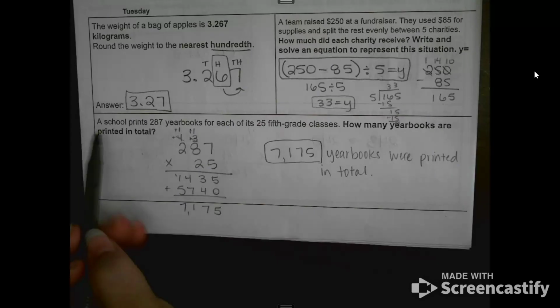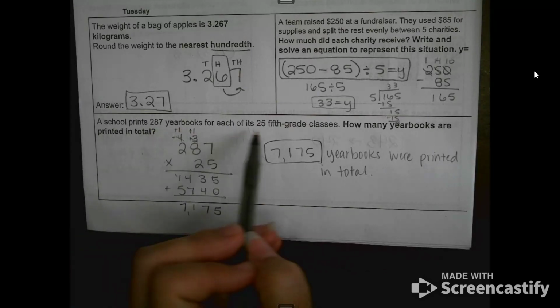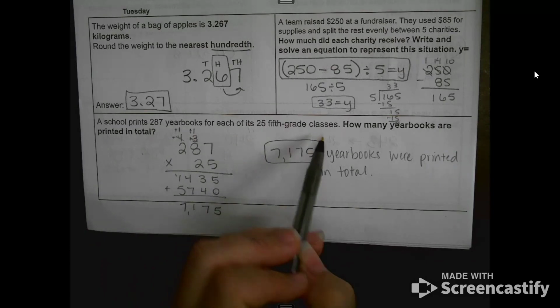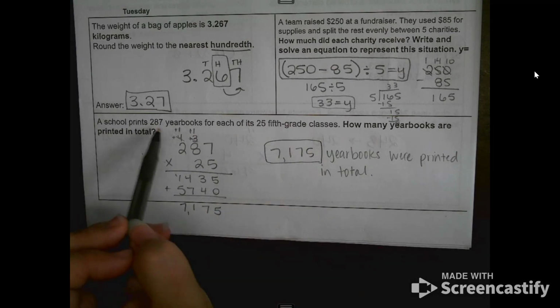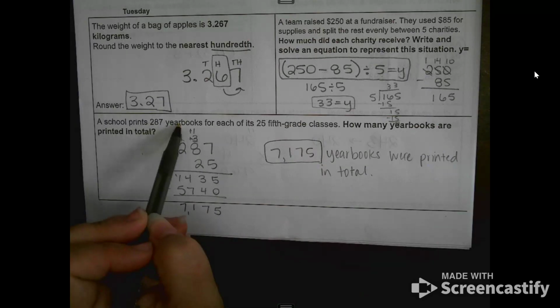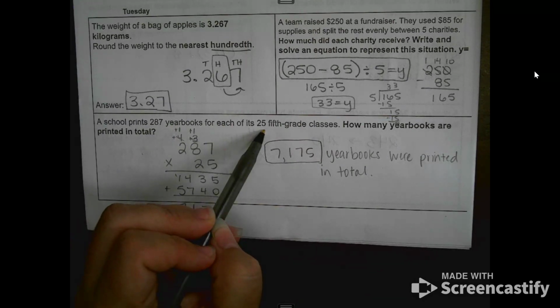All right, next we have a school that prints 287 yearbooks for each of its 25 fifth grade classes. How many yearbooks are printed in total? So we are printing this many yearbooks for each class, and there's 25 classes.